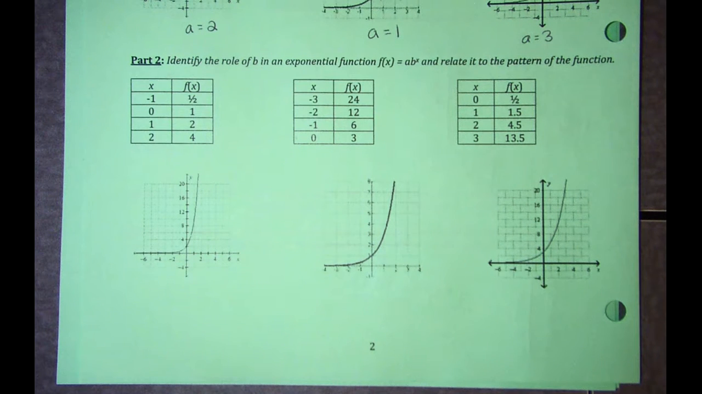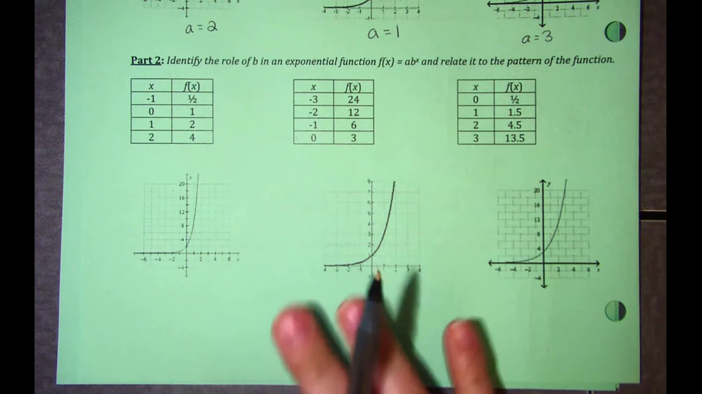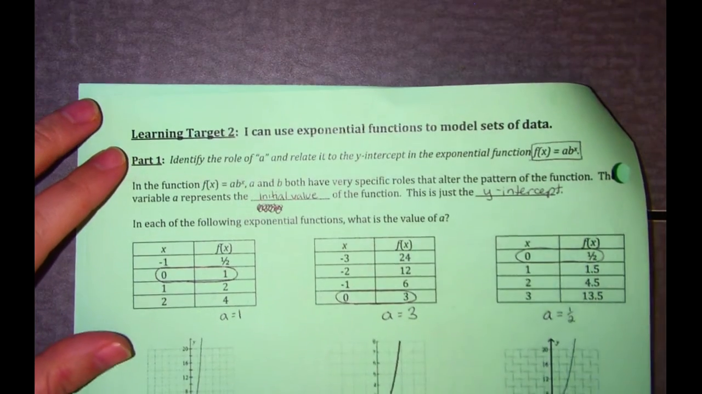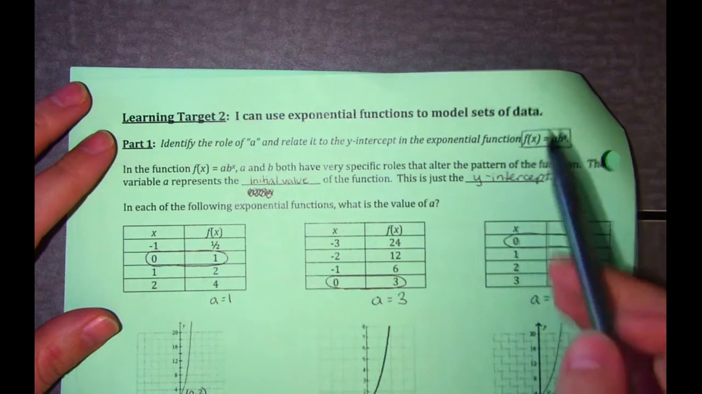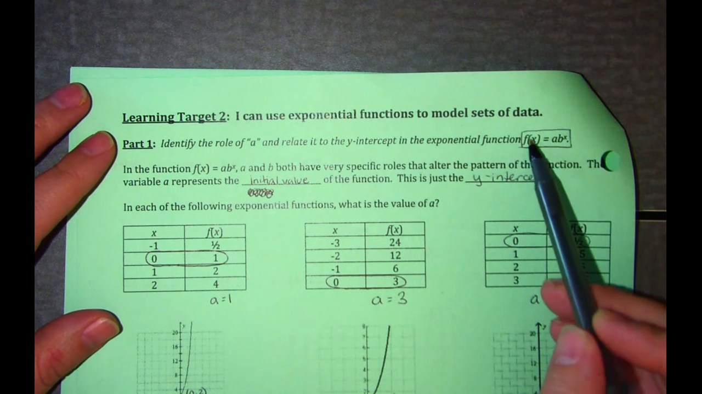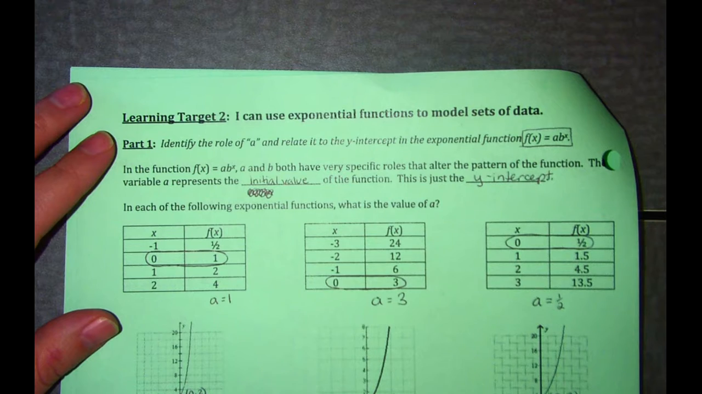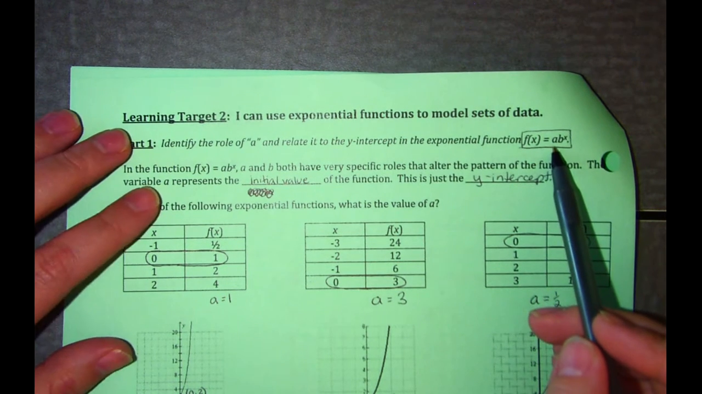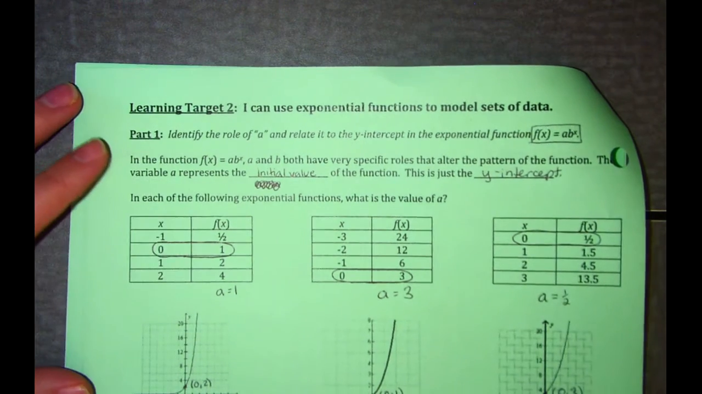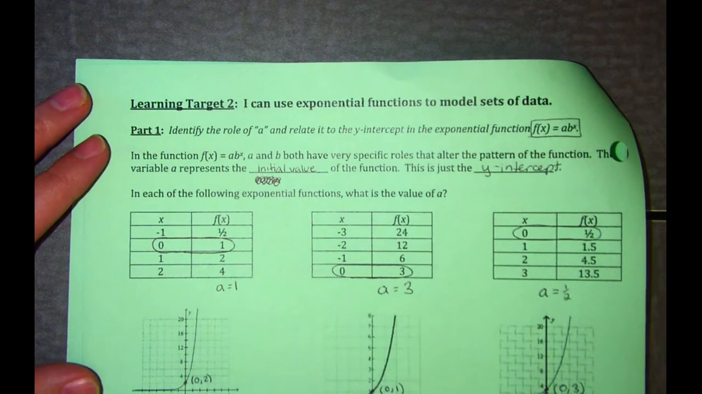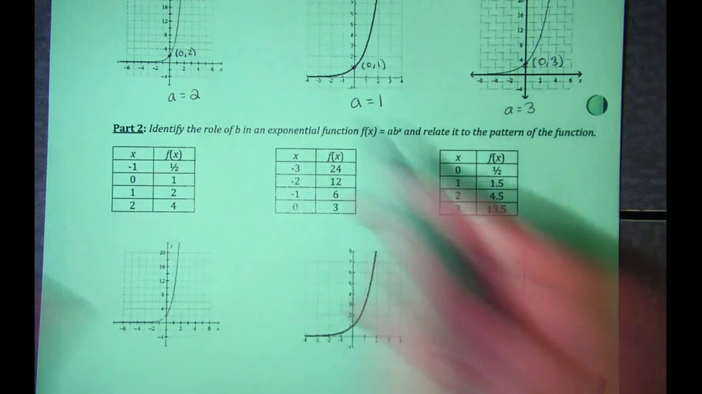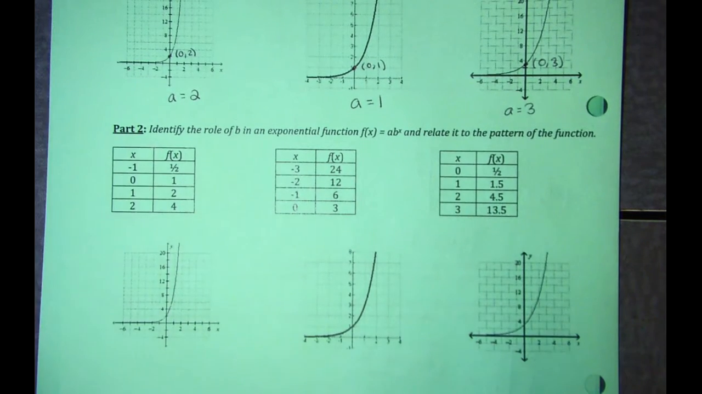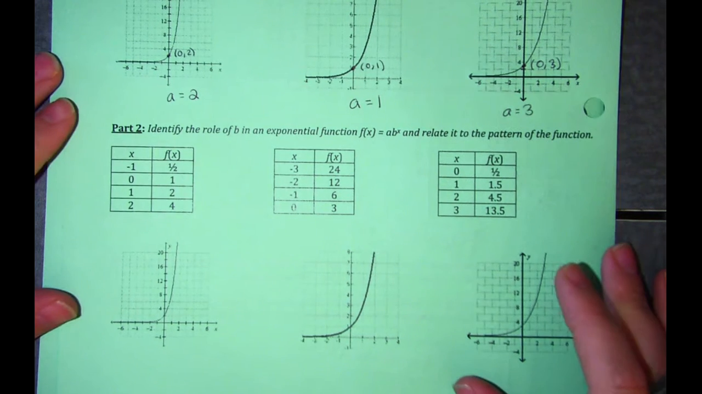There are several parts to an exponential function, and we talked about part 1 yesterday, which was the role of a. Because remember, an exponential function has this setup: f of x equals a times b to the x power. And yesterday we talked about what a was, the initial value, which is really the y-intercept. Today we're going to talk about part 2, which is the role of b in an exponential function and how it relates to the pattern of the function.